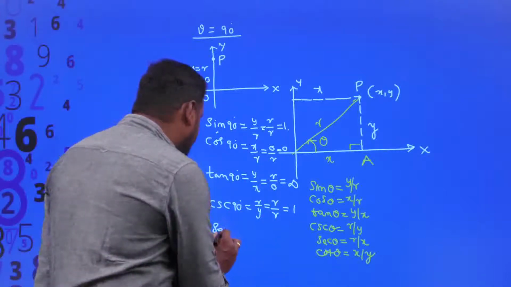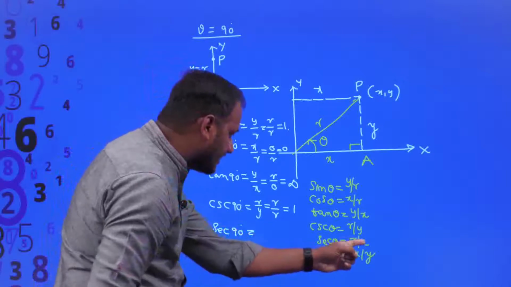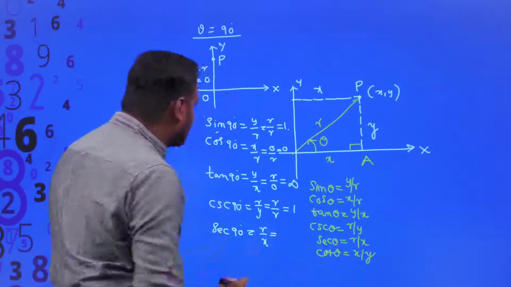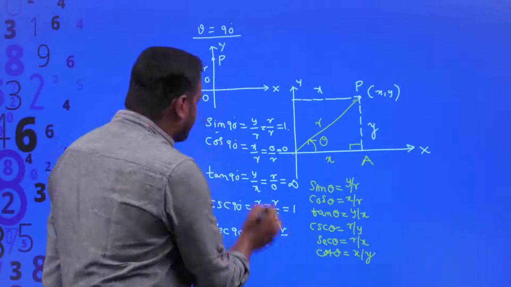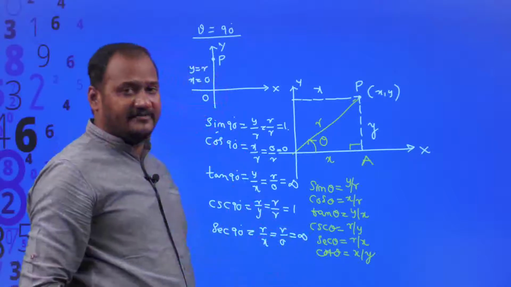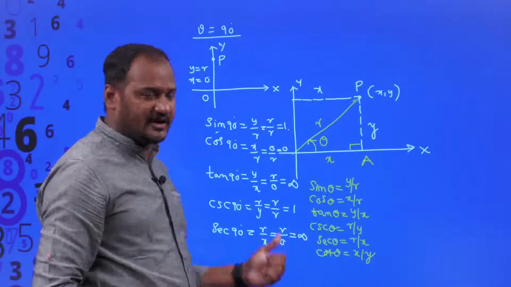And then coming to secant 90 degrees. So secant 90 degrees is equal to r divided by x. So r by x, substitute the values. The value of r is equal to r and x is equal to 0. So anything by 0 is equal to undefined. Therefore the value of secant 90 degrees is equal to undefined.